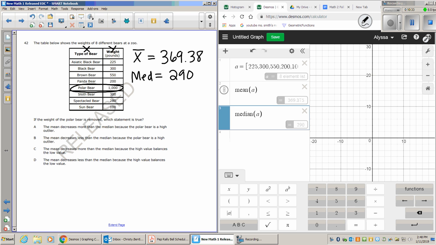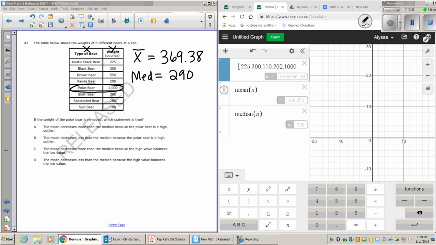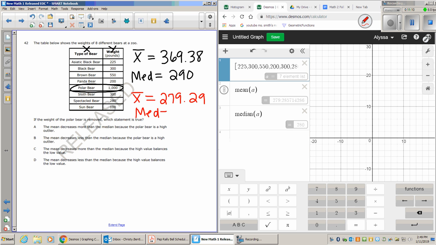So we're going to go up to our data in our list A, and we're going to find 1,000, and we're going to delete that weight. So notice the number of elements in the list changed to 7 because we removed one of the weights, and as we did that, our calculations also changed. So you'll see that the new, I'm going to change colors, the new mean equals 279.2. We're going to round that up to 279, and our median equals 280.